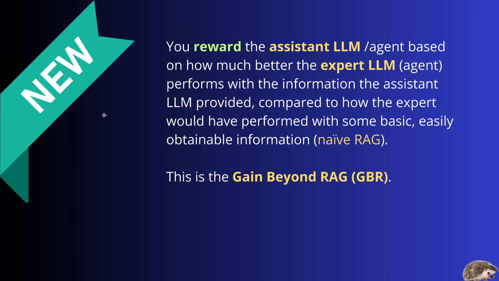And now we say, listen, I have an idea. What about you reward the assistant LLM or the agent based on how much better the expert LLM or agent performs with the information the assistant agent provides? You compare how much the expert would have performed with the basic naive RAG, and you develop a completely new metric, and you call it the gain beyond the naive RAG system, and it's called GBR.